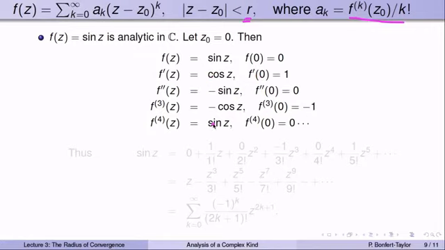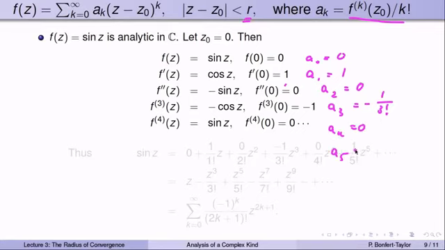Fourth derivative, we're back to sine z. Fourth derivative at 0 is 0. And now we're going to keep repeating because these derivatives keep cycling through sine, cosine, minus sine, minus cosine. And so the numerators of the ak cycle through 0, 1, 0, minus 1, 0, 1, 0, minus 1. And the denominators are these k factorials. So I find a0 is equal to 0 divided by 0 factorial. a1 is equal to 1 over 1 factorial. a2 is equal to 0. a3 is minus 1 divided by 3 factorial. a4 is 0. a5 is going to be 1 over 5 factorial. a6 is 0, and so forth.